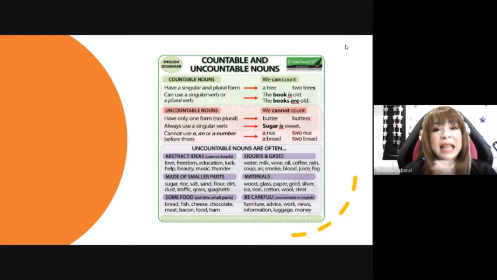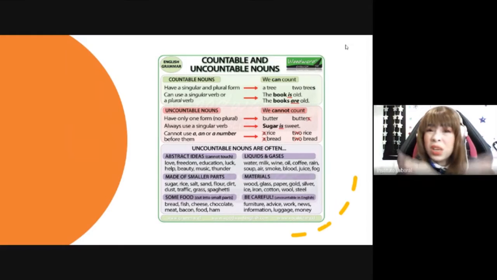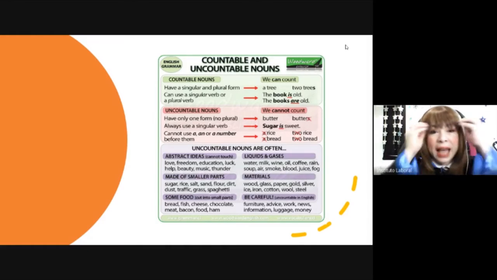Then we have that uncountable nouns cannot be used with a, an, or a number before them. So it is incorrect to say a rice. You say rice. It is incorrect to say a bread. You have to say bread. It's incorrect to say 2 rice. No. Rice, you can't count the rice. That's uncountable. So we can't add numbers to the uncountable nouns. Before them, we can't use numbers. So it is incorrect to say 2 rice, 3 breads. No. That's incorrect.